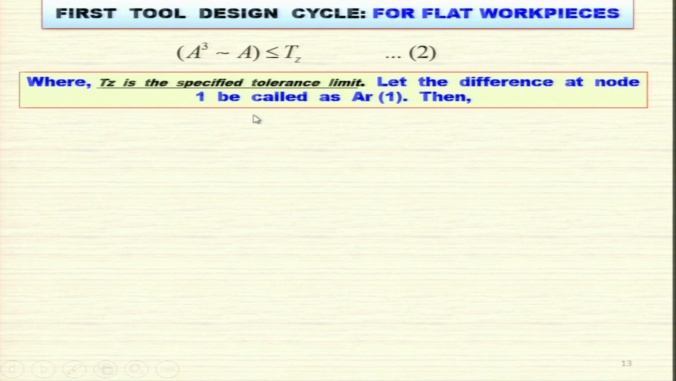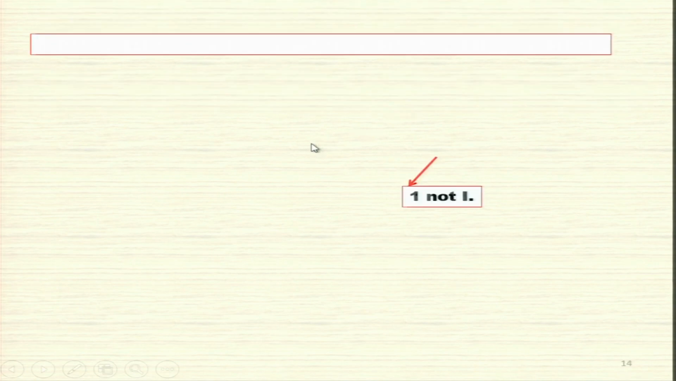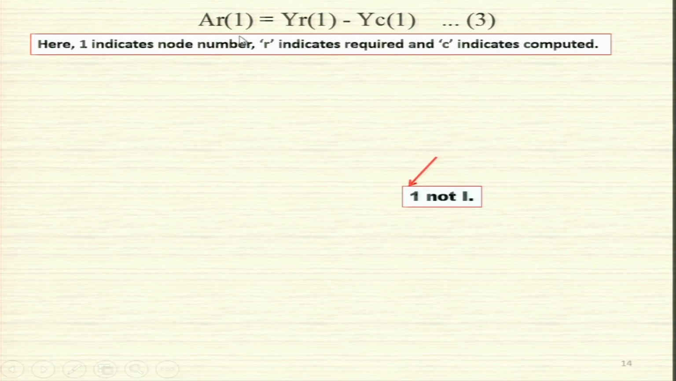Let the difference at node 1 be called AR1, and then AR1 is equal to Y R1 minus Y C1, where 1 indicates the node number, not the cycle, R indicates required, and C indicates computed.